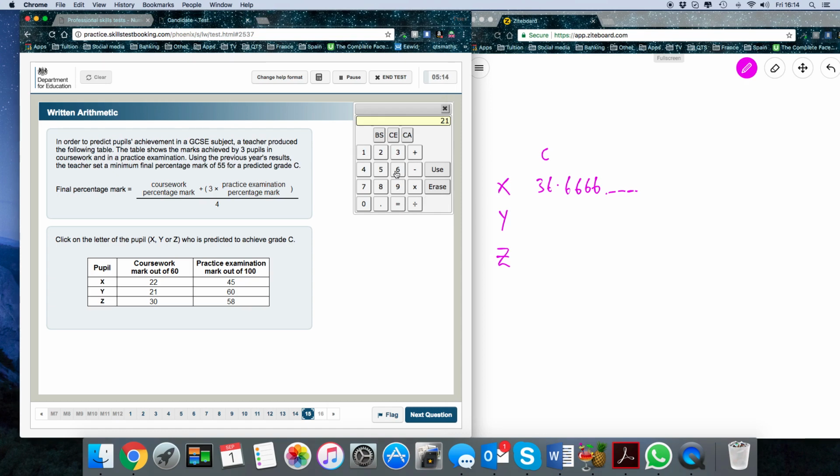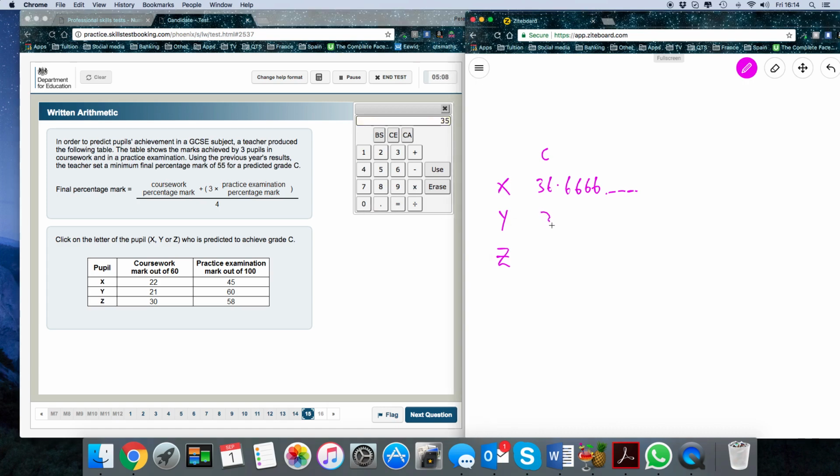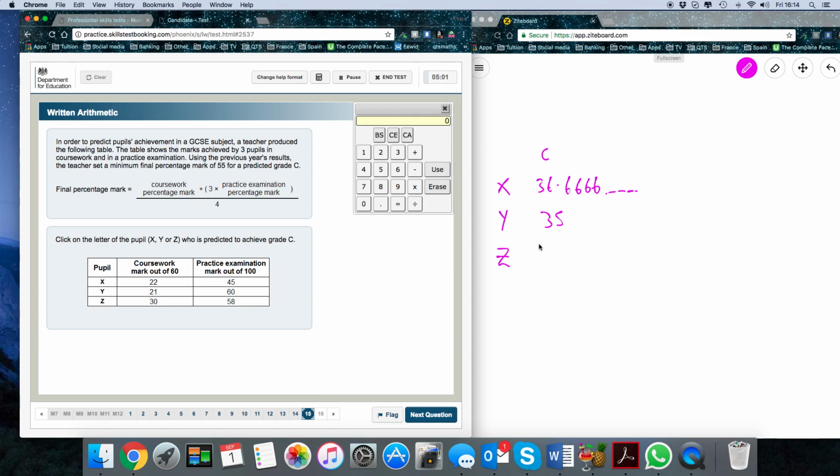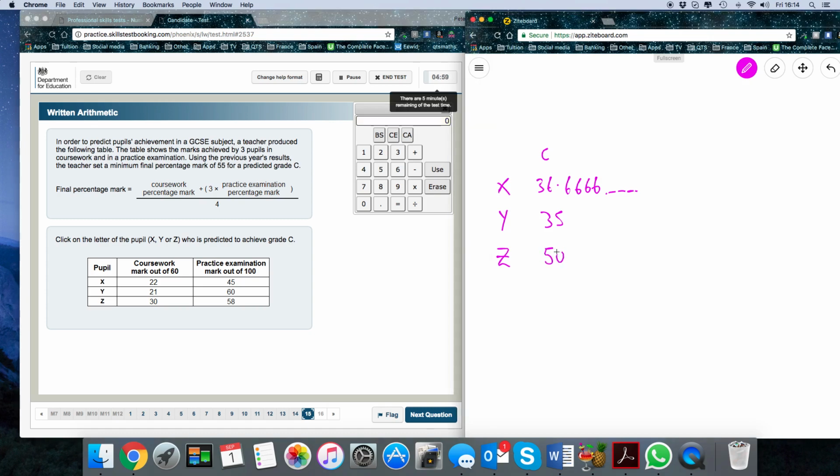Pupil Y, 21 out of 60, times by 100. That one's a bit nicer, that's around 35%. And then the last one, shouldn't need a calculator for the last one, 30 out of 60, that's half marks, that's 50%. Okay, so now we go to our formula.